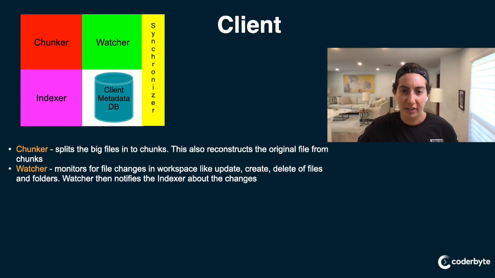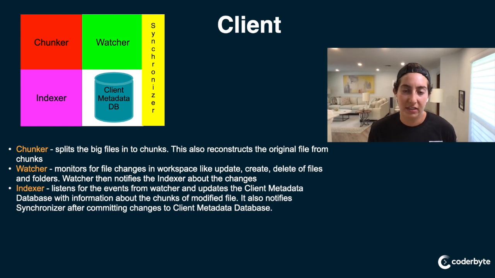We then have the watcher. The watcher monitors the files for file changes in the workspace, like any updates, creates, deletes, etc. And then it notifies the indexer about the changes. So the watcher is really just what it sounds like. It's watching your file system, because a key component of Dropbox is that you don't have to sync it; it syncs automatically. You don't have to tell it, hey, I changed something.